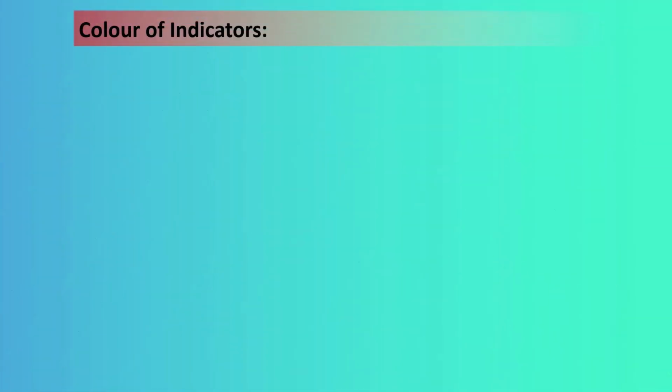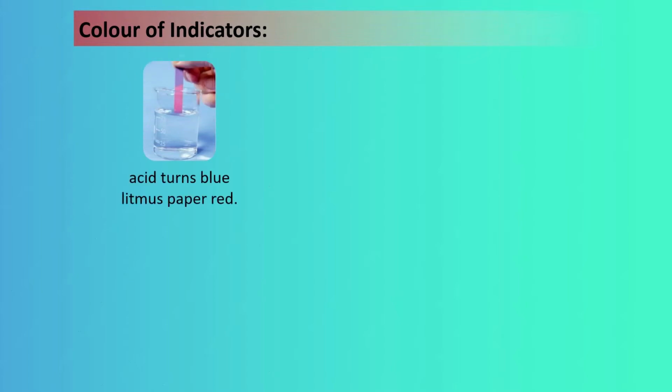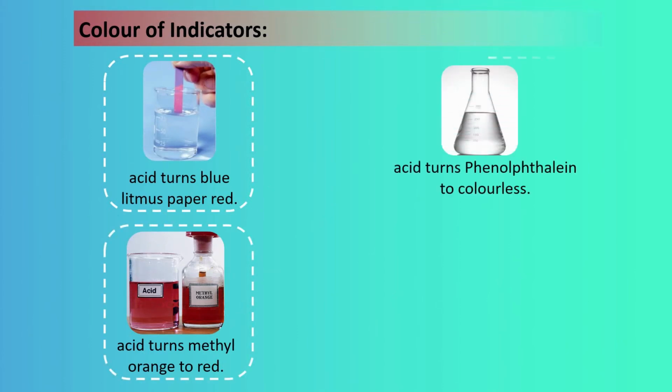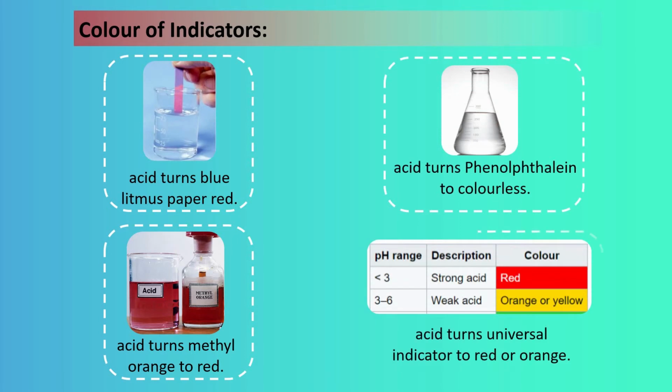Color of indicators. Acid turns blue litmus paper red. Acid turns methyl orange red, phenolphthalein colorless, and universal indicator red or orange depending on the strength of the acid.